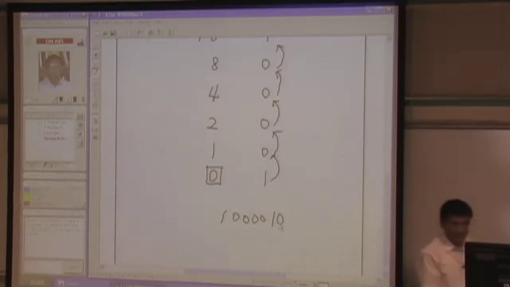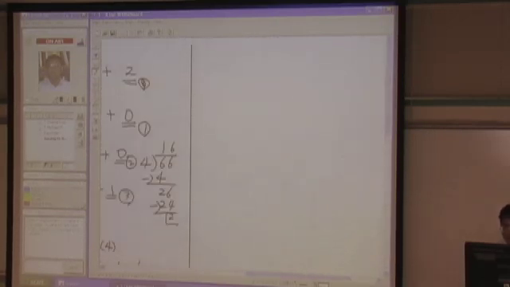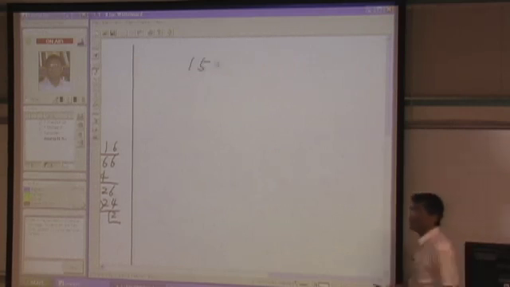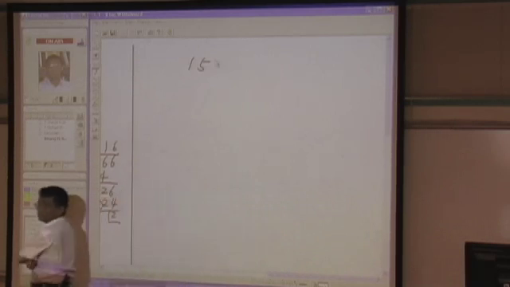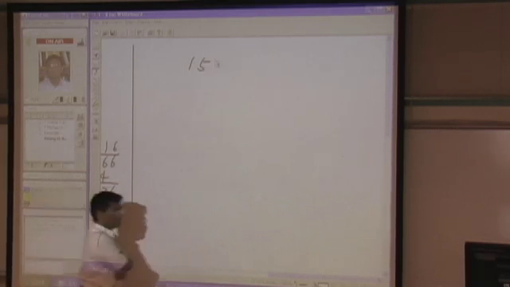So let's test it. Please find the binary number of this representation, 15. Please do it using the stackable algorithm. Wait, what? Base 2. Binary means base 2. So convert this to a binary number.